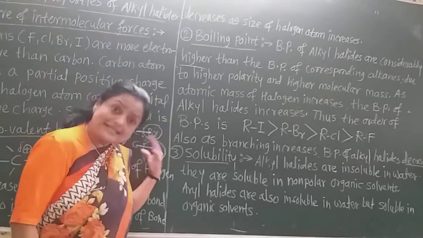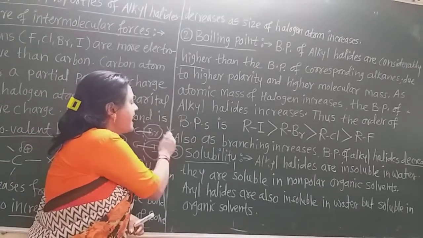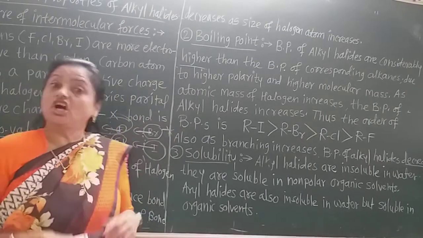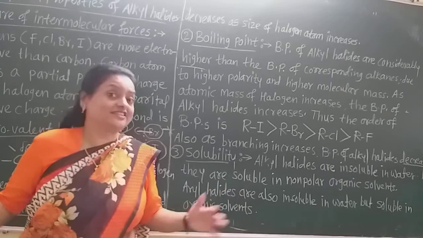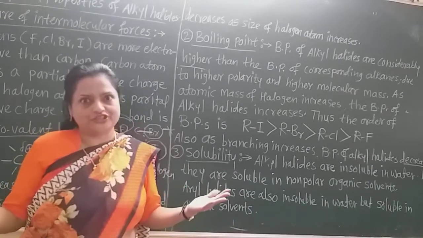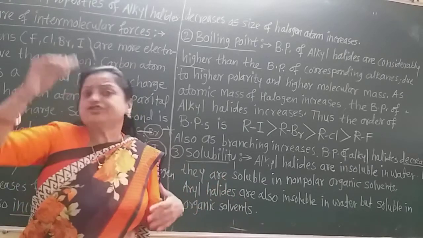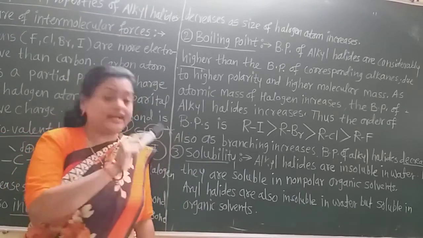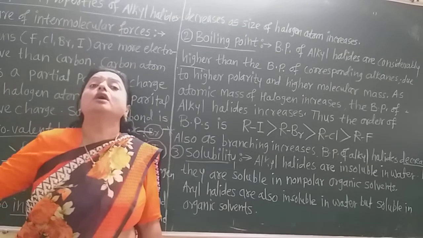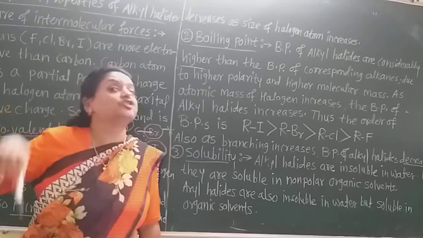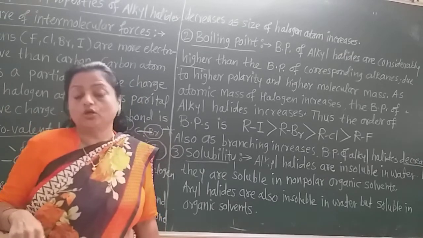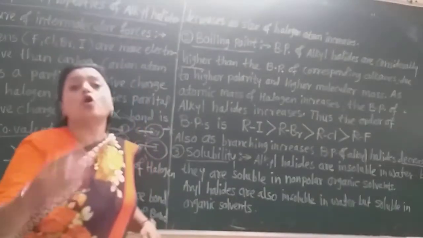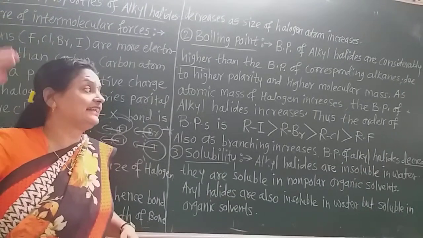Now also this is very important: as the branching increases, the boiling point of the alkyl halide decreases. That is, it is inversely proportional. If there are many substituents or branching, it is not a straight molecule. A straight molecule always has a higher boiling point than a branched molecule. Remember that. Therefore, as the branching in the alkyl halide increases, the boiling point always decreases.